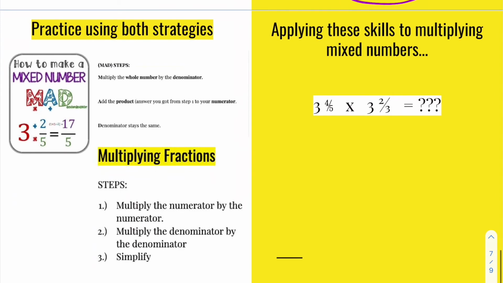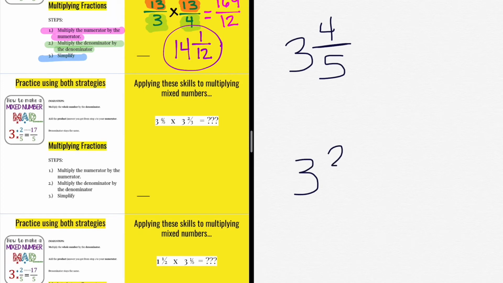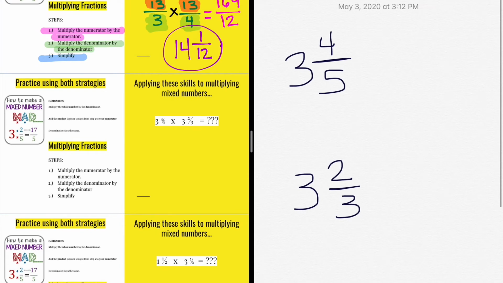Let's do another. I'm going to let you walk me through the steps of this one. The first thing we need to do is change any mixed numbers to improper fractions. And we have 3 and 4/5 and 3 and 2/3. Let's start with 3 and 4/5. What do I do first? Did you say multiply the whole number by the denominator? You're right. I multiply the 3 times the 5, and that gives me 15.